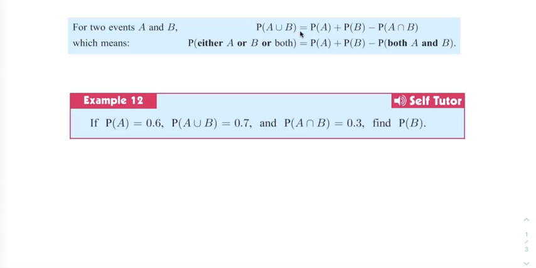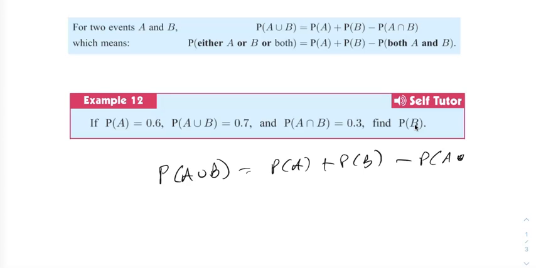So let's do the first one. The probability of A is 0.6, the probability of A union B is 0.7, and the probability of A intersection B is 0.3. Find the probability of B. So we're literally just applying the formula. It is in our formula sheet. Written like this, with A intersection B. And then we sub in what we have. This is 0.7. This is 0.6. This is probability of B, what we're looking for. And then this is 0.3.